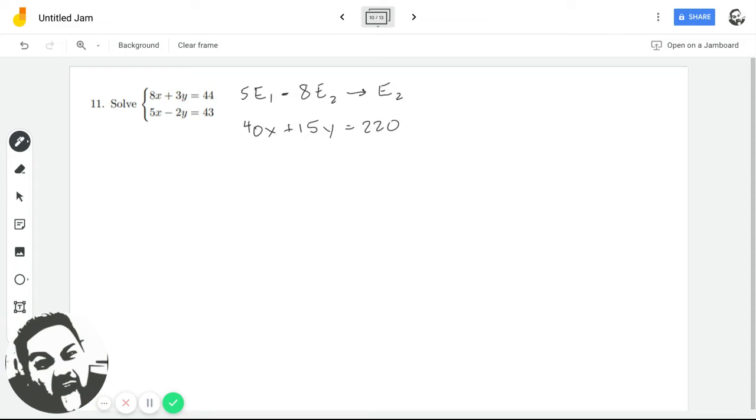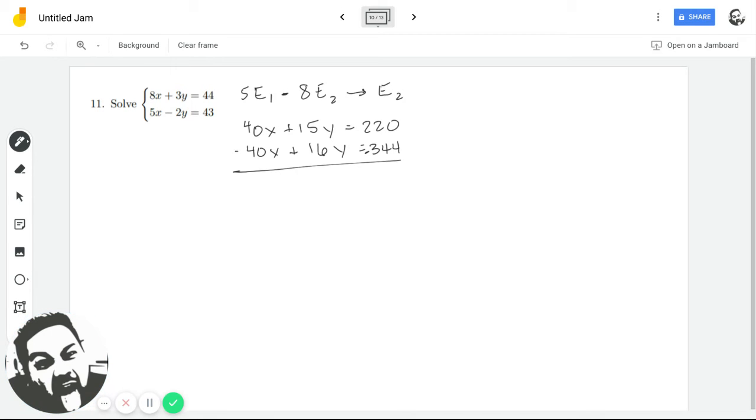And then we're going to do the same thing with negative 8. We multiply the 8x by negative 5... that gives us negative 40x. Negative 8 times negative 2 comes out to positive 16, positive 16y. And then negative 8 times 43 comes out to 344, my mistake, 344, but negative on that.